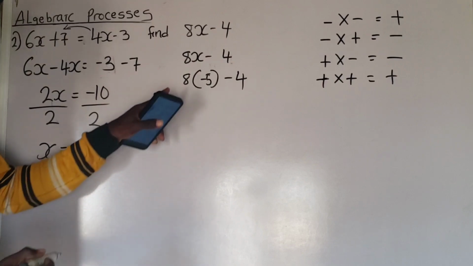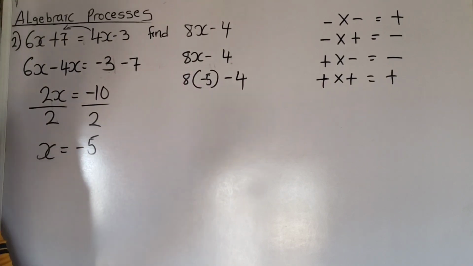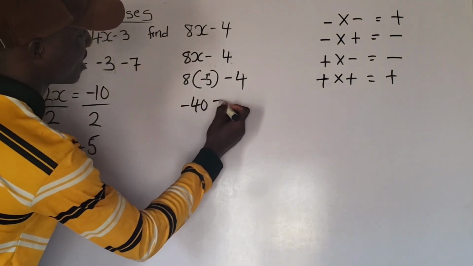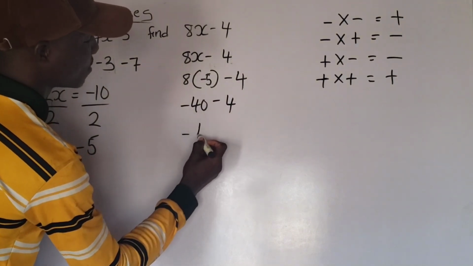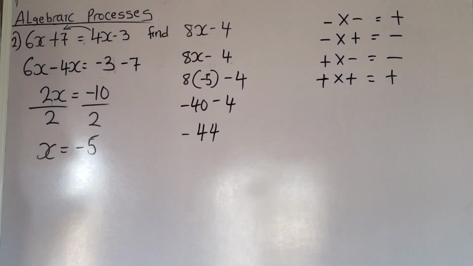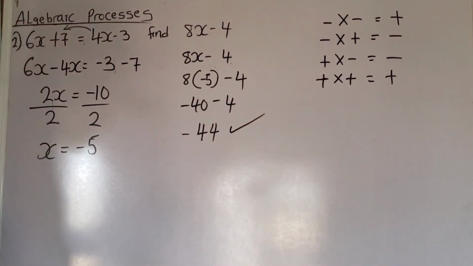Now, 8 multiplied by negative 5. What's the answer? Negative 40. So I'm going to have negative 40, negative 4, which is what? Negative 44. That is the value of 8x minus 4. Do you understand? So this is the correct answer. If you get the answer, clap for yourself. If you didn't, reverse the video and watch it again to listen to the explanation.